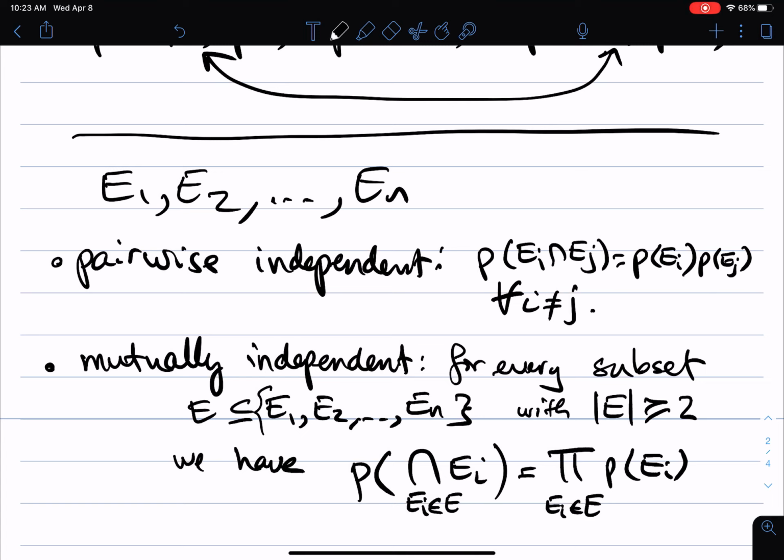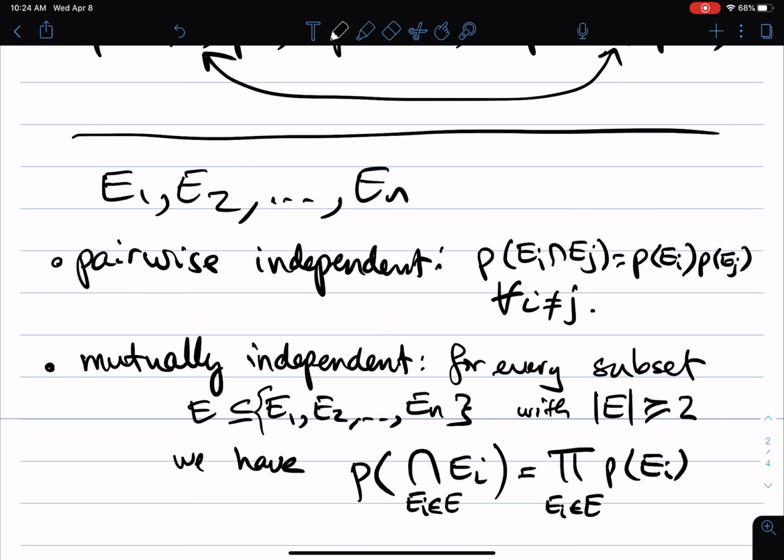Mutually independent, of course, implies that they are pairwise independent, because think about subsets of size 2, which are contained here. It satisfies that also for subsets of 2 events, they are independent. So if they are mutually independent, they are for sure pairwise independent. However, if they are pairwise independent, it doesn't mean they are mutually independent, okay?